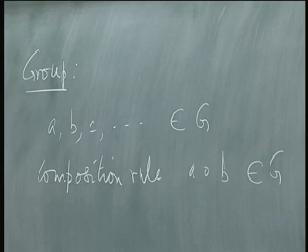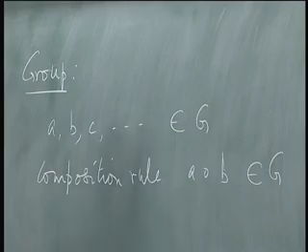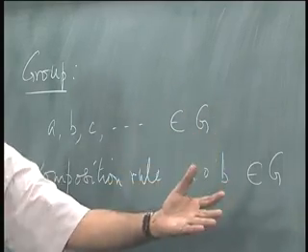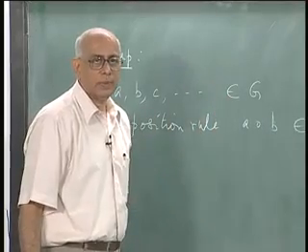This composition could be, in the simplest instances we are going to talk about, addition, or multiplication of matrices, things of that kind, some composition rule, okay, such that you can compose two of these elements and get another element which also belongs to the same class, okay.